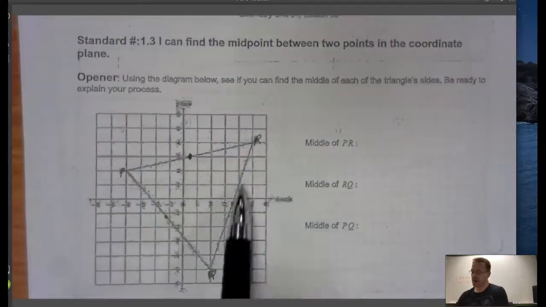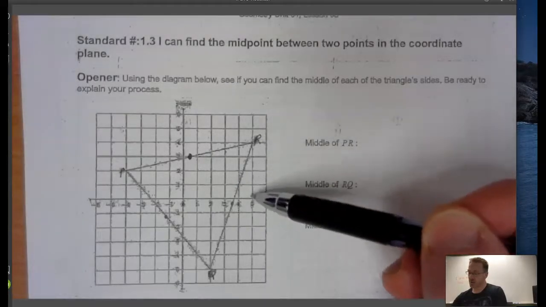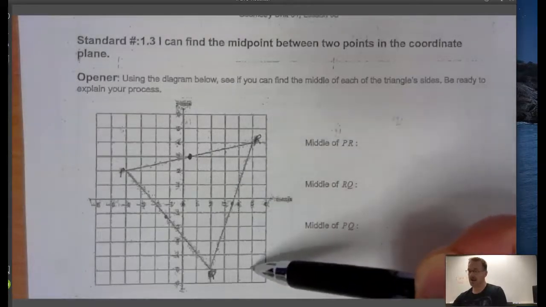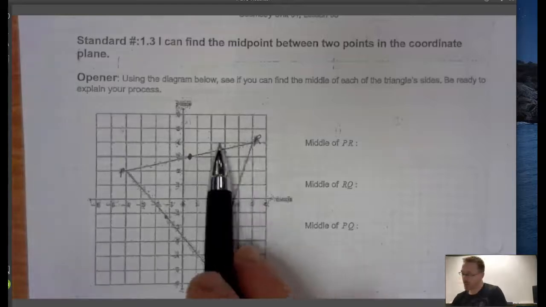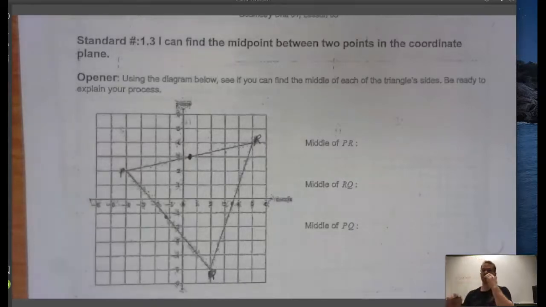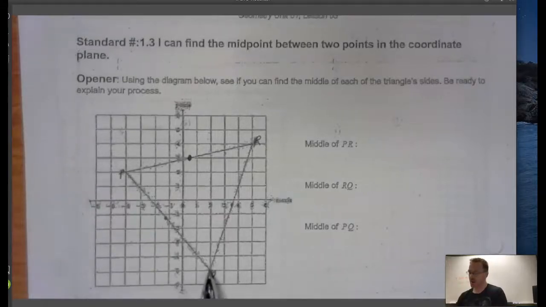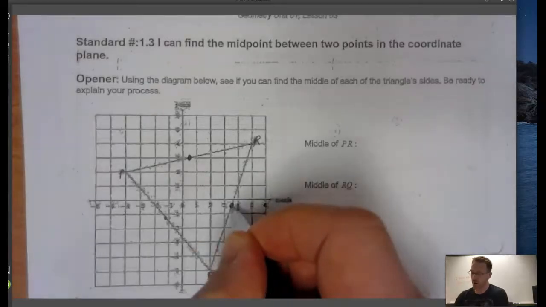Now let's look at RQ here. If I look here, I have a vertical change of 1, 2, 3, 4, 5, 6, 7, 8, 9. So once again, if I'm changing vertically and I want to find the middle of 9, I'd want to be at 4.5. And then if I look at my horizontal distance between R and Q, I go to the right 1, 2, 3. So to be in the middle of 3, I'd want to go to the right 1.5. So if I go to the right 1.5 and then I go up 1, 2, 3, 4, 4.5, you can see that that's about where I was.